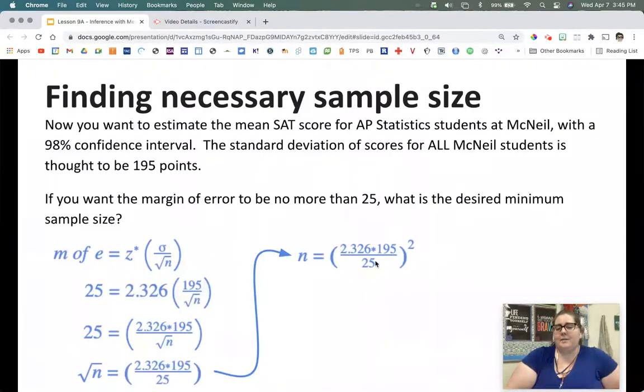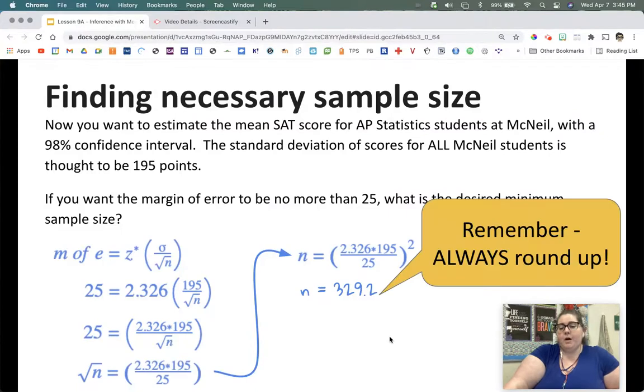Again, I would type that into my calculator and I would get a value of 329.2, but we always round up because 329 may give me a margin of error that is slightly too big. So I always want to round up. So I'm going to say 330 students. So that is how I find sample size from a margin of error, do that little bit of solving.